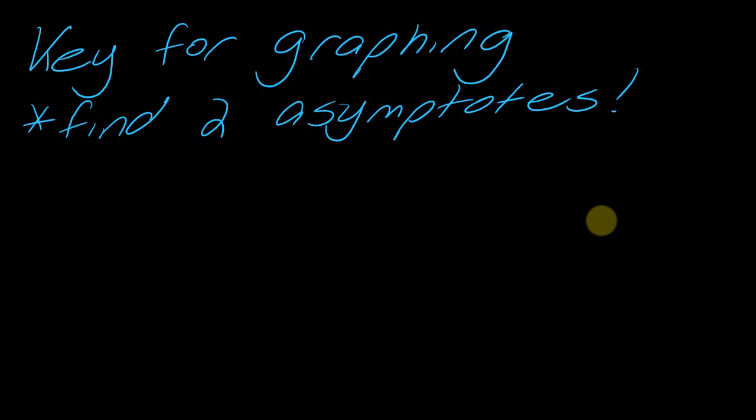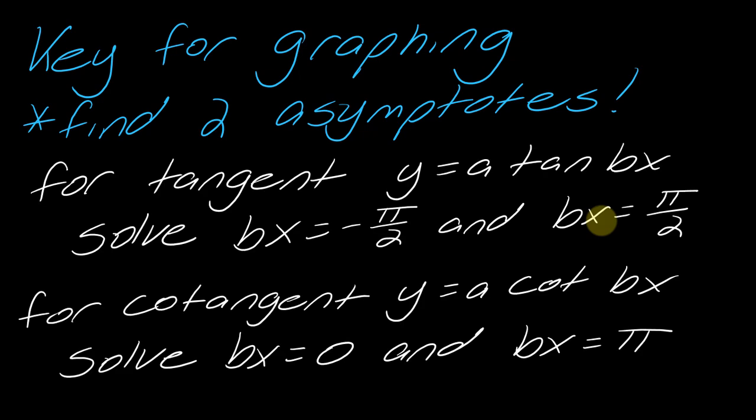Okay, so one of the keys for graphing these is going to be finding two asymptotes. And there's a very easy way that you can find the two asymptotes. For tangent, if you have an equation of this form, a times tangent of bx, you will solve bx equals negative pi over 2 and bx equals pi over 2. And if you have cotangent of this form, then you'll solve these equations, bx equals 0 and bx equals pi.